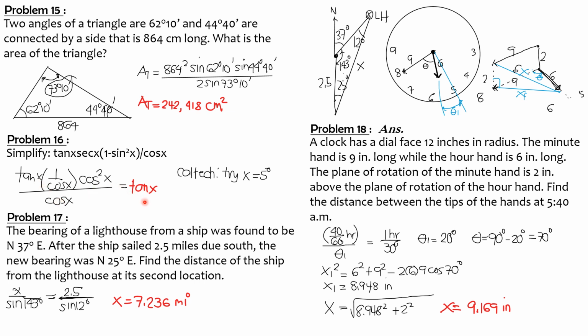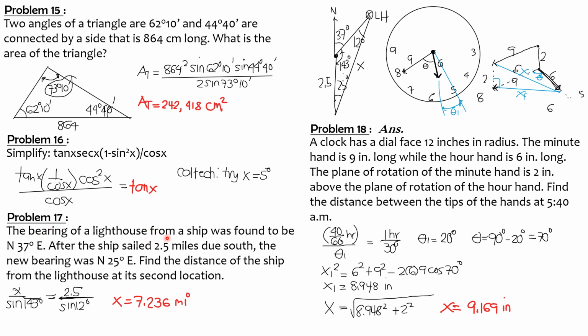So that's the answer. Then in the calculator technique, you may substitute x as 5 degrees, and you will notice that after evaluating with x equals 5 degrees, it is equal to the tangent of 5 degrees. So that's why the answer is tangent x.